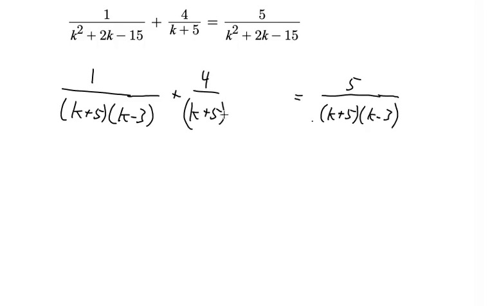We are happy to see that one of the factors of that trinomial is indeed k plus 5. So if we multiply both sides of the equation by k plus 5 times k minus 3, we will cancel out all these denominators. Now when we do that, we actually end up multiplying each term by k plus 5 times k minus 3. So I'm going to go ahead and do that.